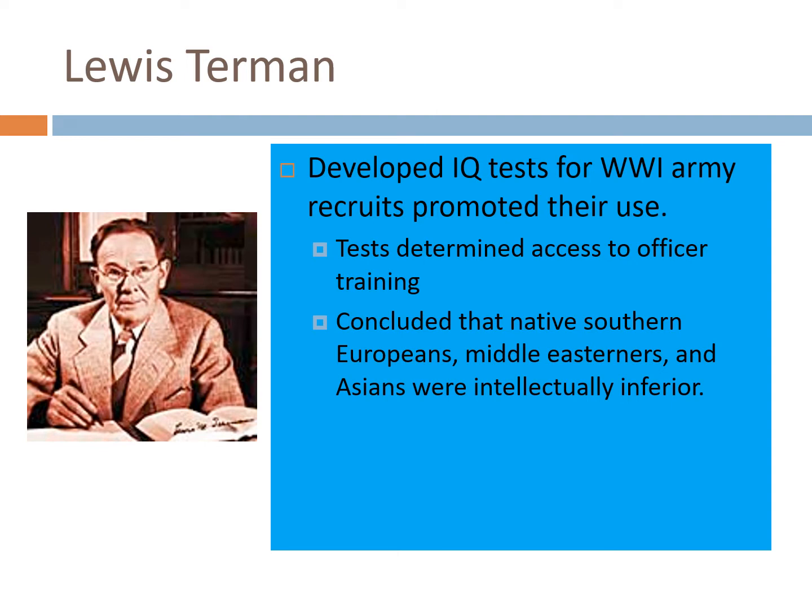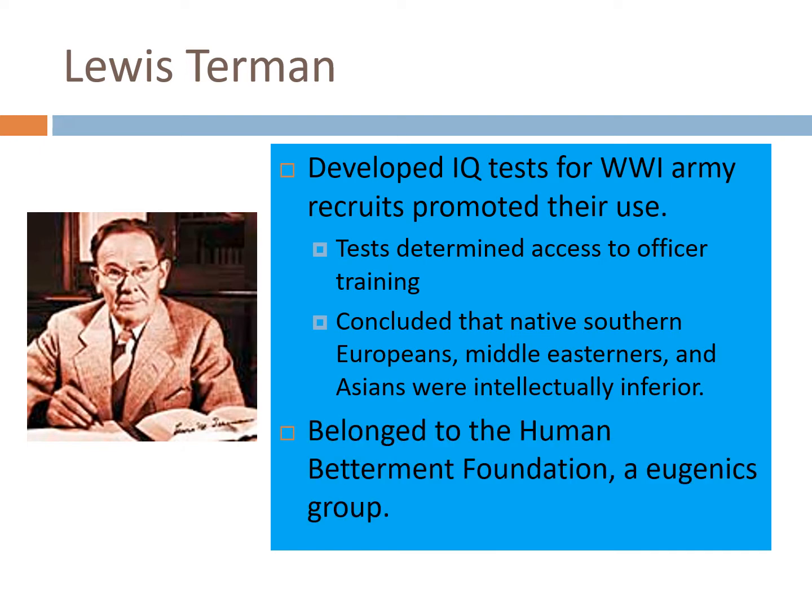So we know, based on how skewed these tests were, they were being very selective in terms of the cultural, ethnic, and racial background of their officers, essentially. So the IQ test acted as a good cover for reinforcing that prejudice within the Army. Essentially, Terman's test concluded that native Southern Europeans, Middle Easterners, and Asians were intellectually inferior and therefore not really suited to become officers in the Army, right?